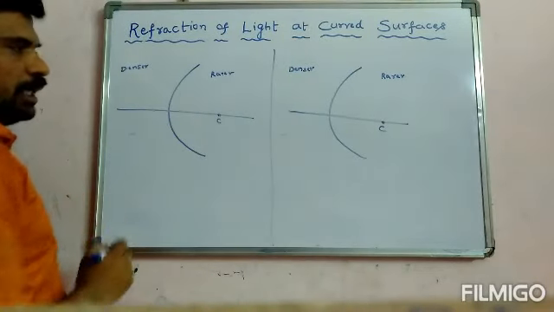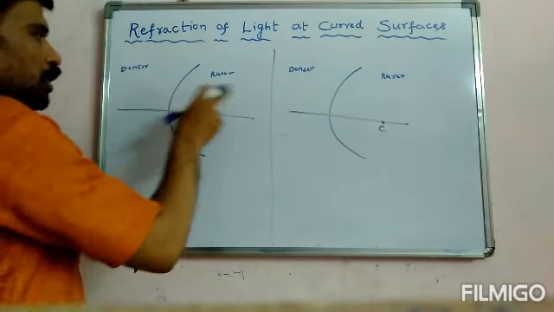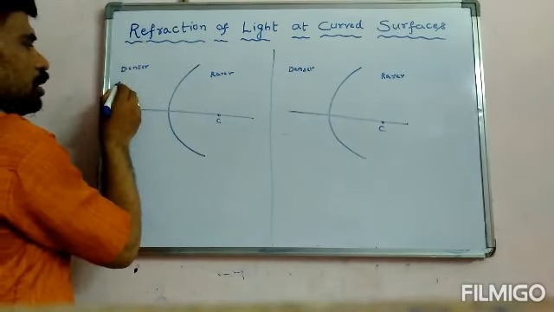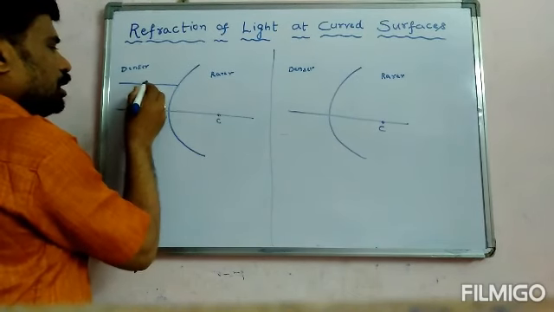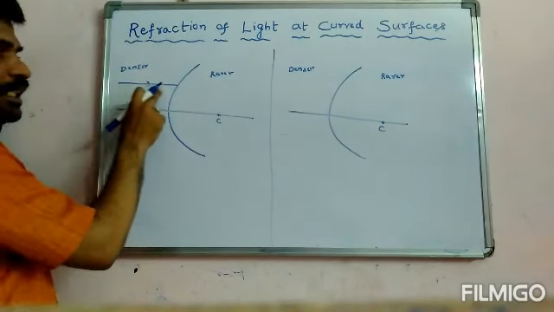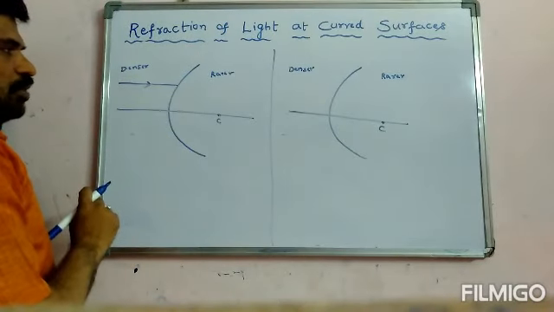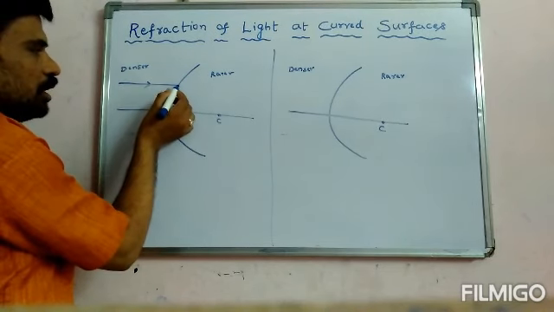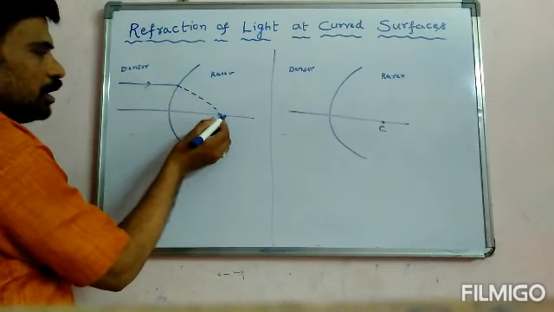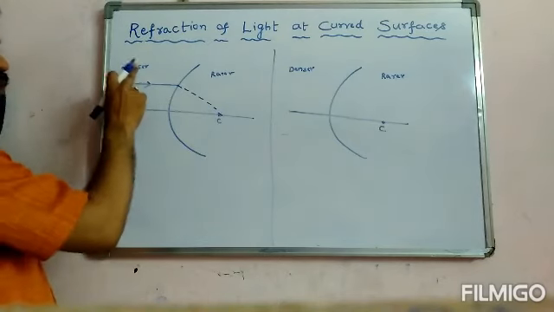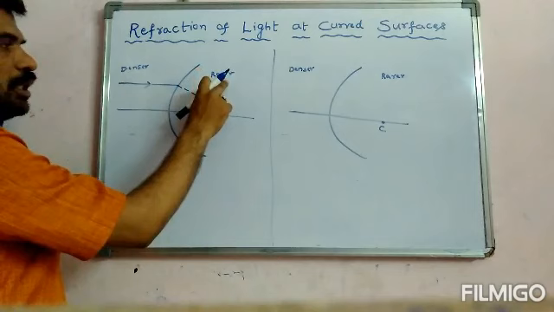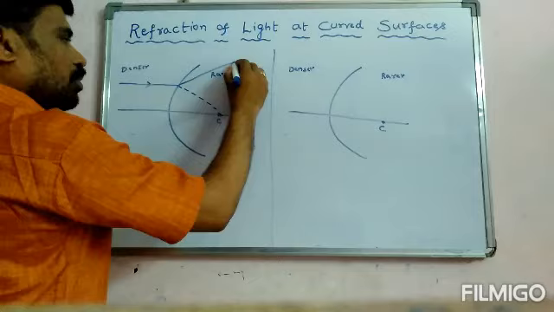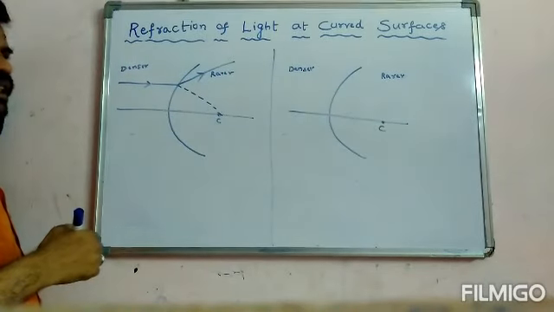Now let us see two more cases. Here you observe the light ray is traveling from denser to rarer medium, but on which surface is it incident? The convex surface. Now where is the normal? From the point of incidence to the center of curvature; if you draw a dotted line, this acts as the normal. Whenever a light ray travels from denser to rarer, it moves away from the normal. In this manner the light ray gets deviated.